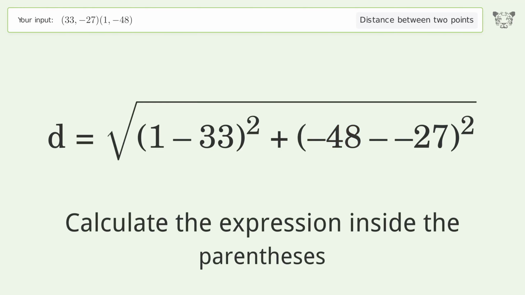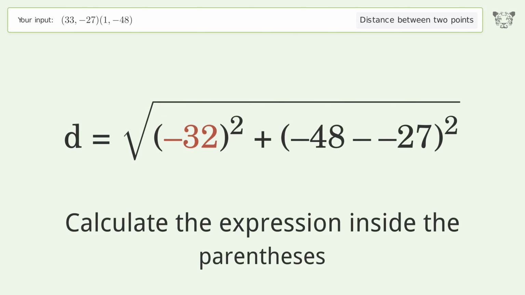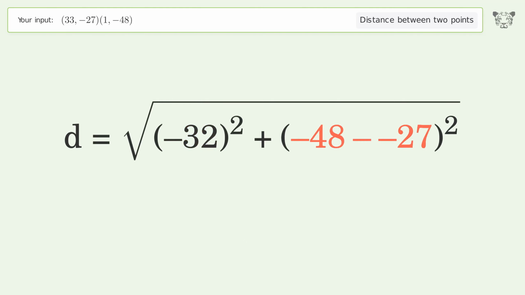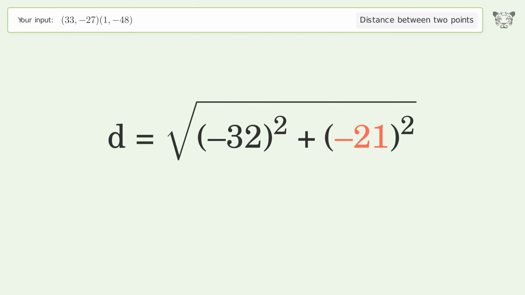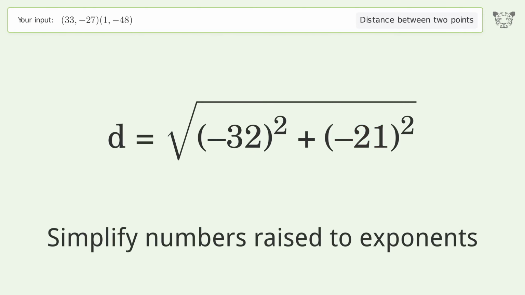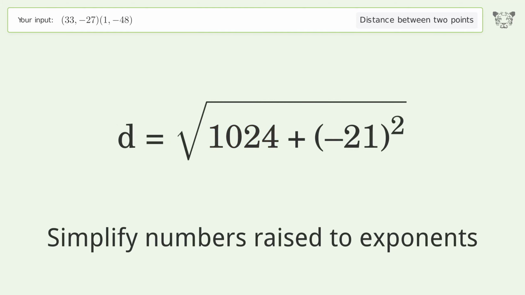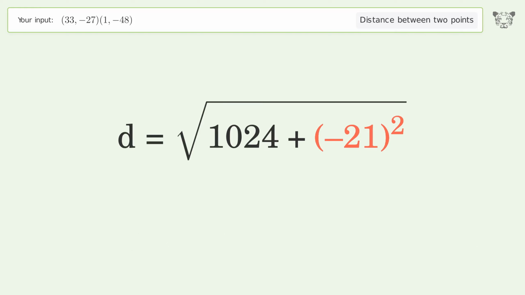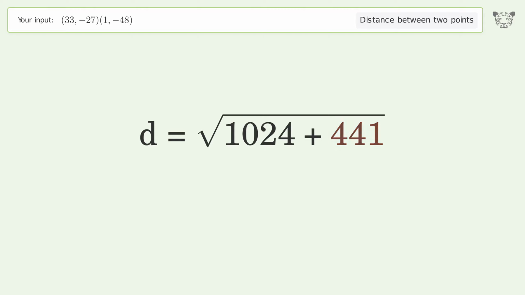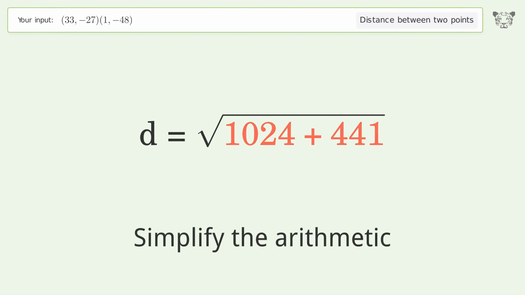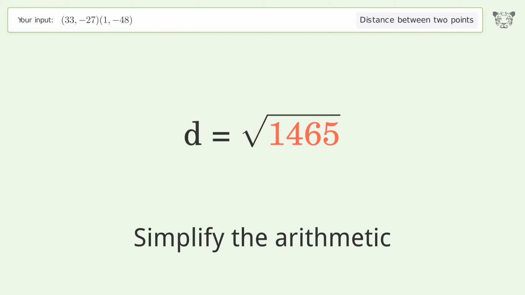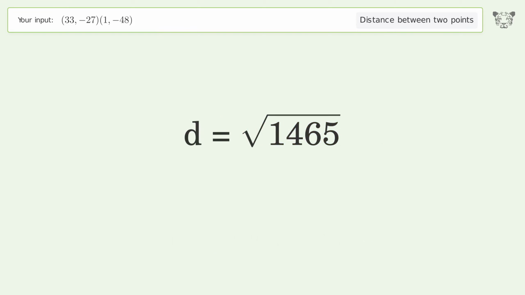Calculate the expression inside the parentheses. Simplify numbers raised to exponents. Simplify the arithmetic. And so the distance between the 2 points is the square root of 1,465, or 38.275.